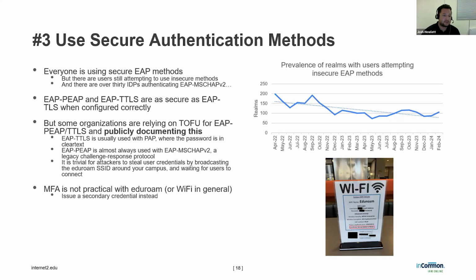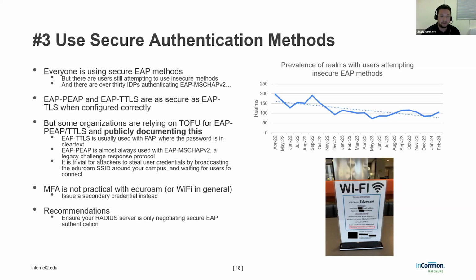Something else that sometimes comes up is multi-factor authentication. Unfortunately, this isn't something that's really practical with eduroam or Wi-Fi in general. If you've got a business requirement not to use the user's primary credential, for example, their Active Directory password, with eduroam, then issue a secondary credential instead. So for example, a certificate or something else that isn't the primary credential.